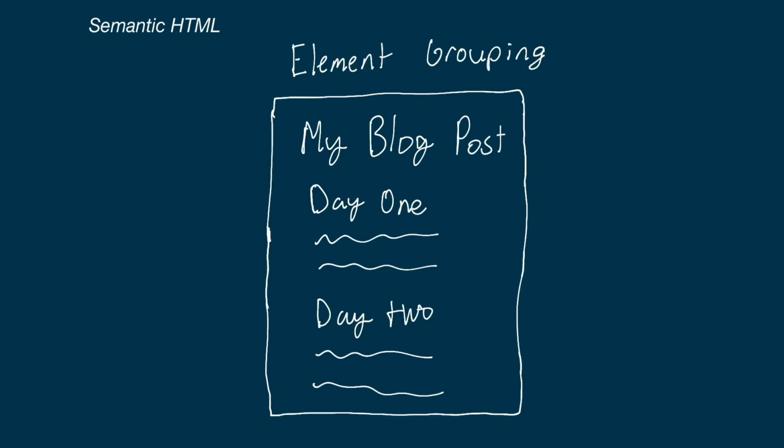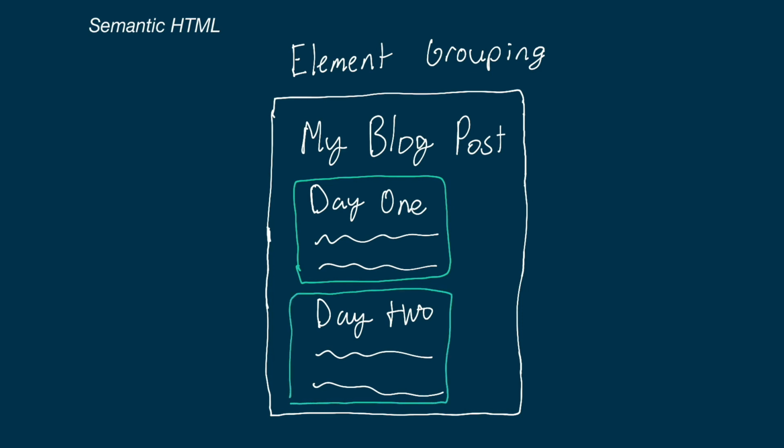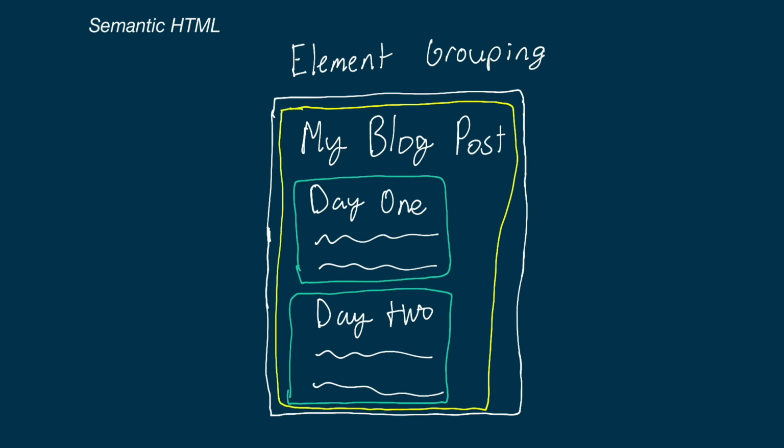So let's look back at that example again of the blog post we had. When you look at this visually, there's essentially 3 main groups. First, we have the day 1 group, the first section of our blog post, and then we have the day 2 group, the second section of our blog post. But then above that, surrounding both of these groups, we can call it the third group: the entire blog post. The entire article is one group, and we need to make sure that all of this code is associated with each other as well.